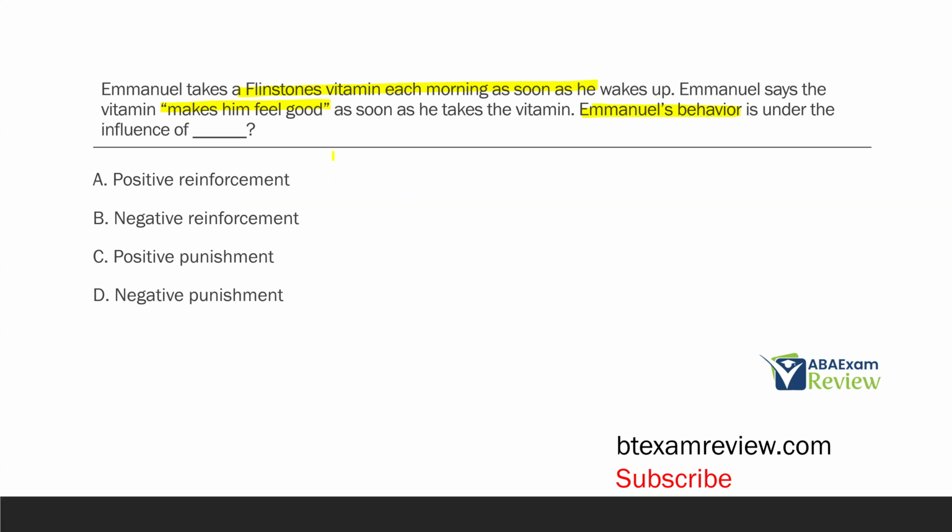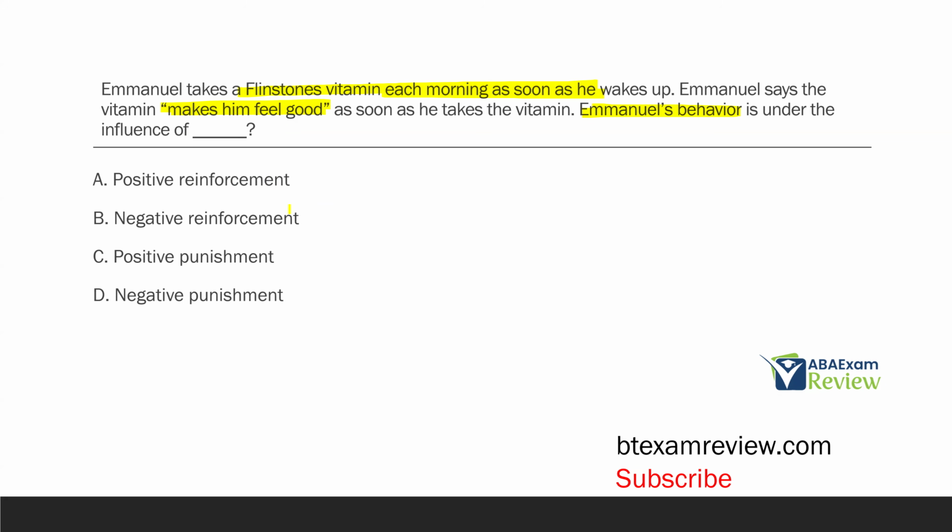Now, is that subjective? It might be, but what has happened to Emmanuel's behavior as a result of this consequence of feeling good? Well, he's still taking the vitamin. He takes the vitamin every single morning. And so he takes the vitamin, it quote unquote makes him feel good, and he continues to take the vitamin. Well, what's happened to Emmanuel's behavior? Well, it's been A, positively reinforced. And how do we get there? How do we get there so quick?